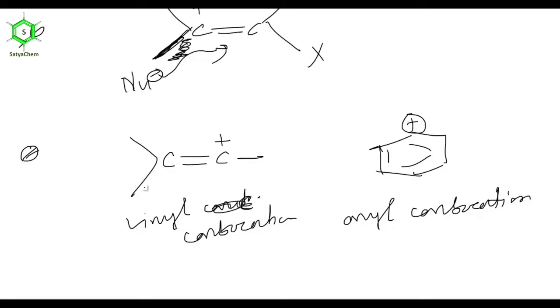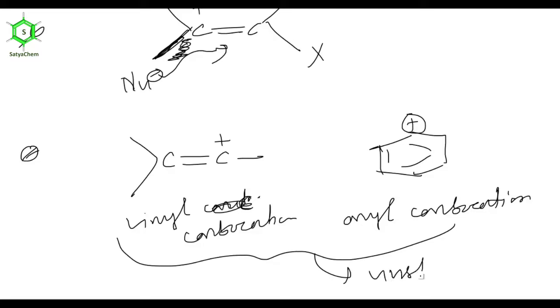First one is it is very unstable. These two types of carbocation are very unstable. If the carbocation is unstable, then the reaction will not proceed through a carbocation. The formation of carbocation is not a preferred process. So then Sn1 is most unlikely to happen. Clear?